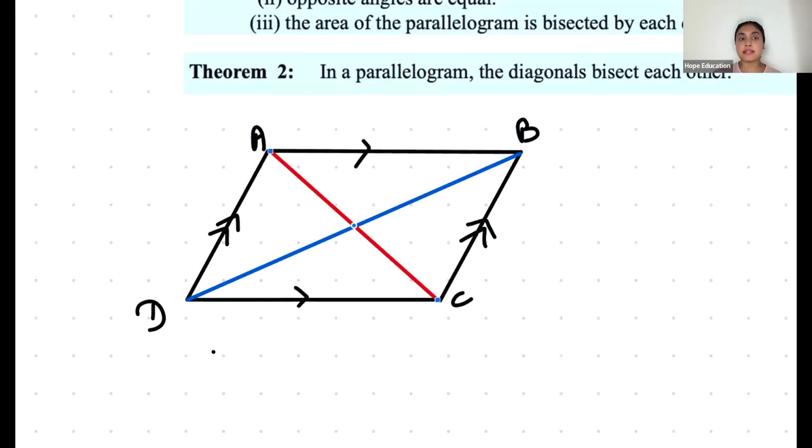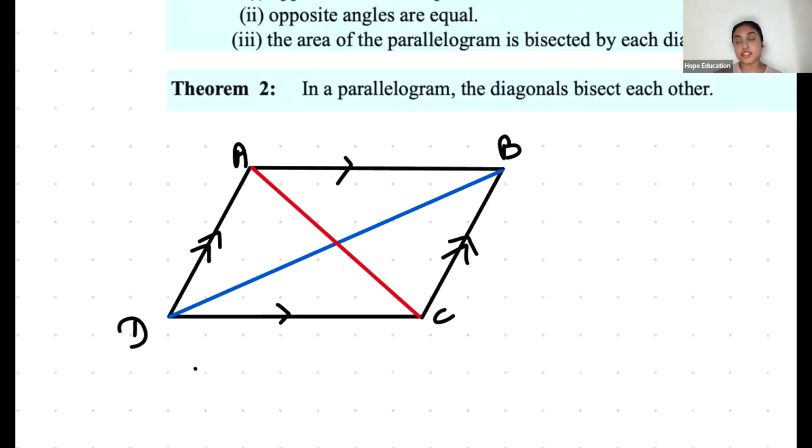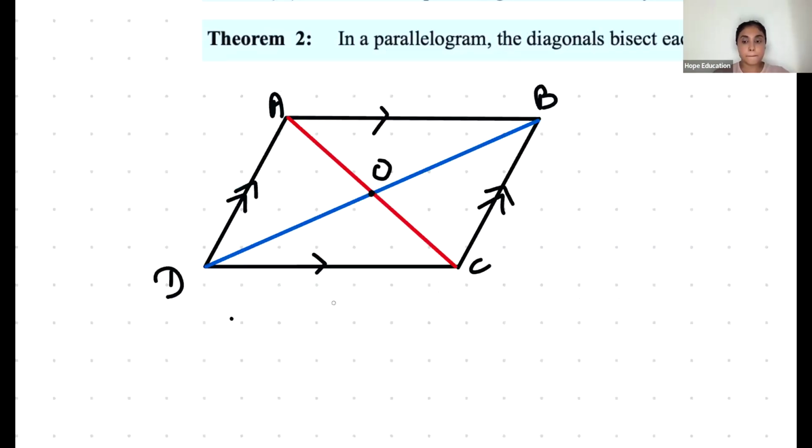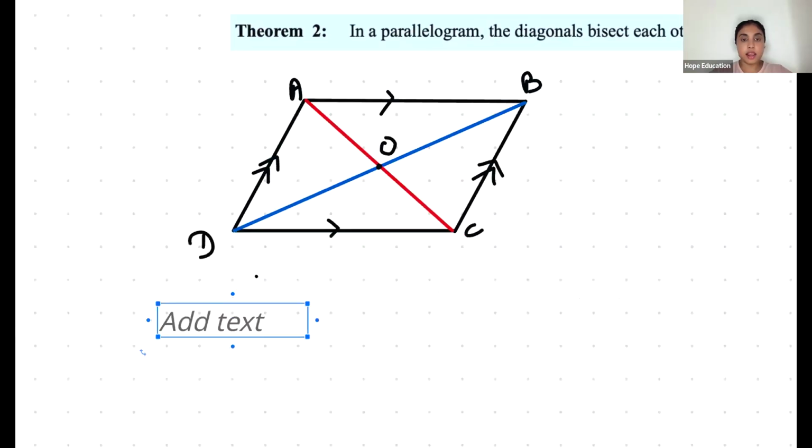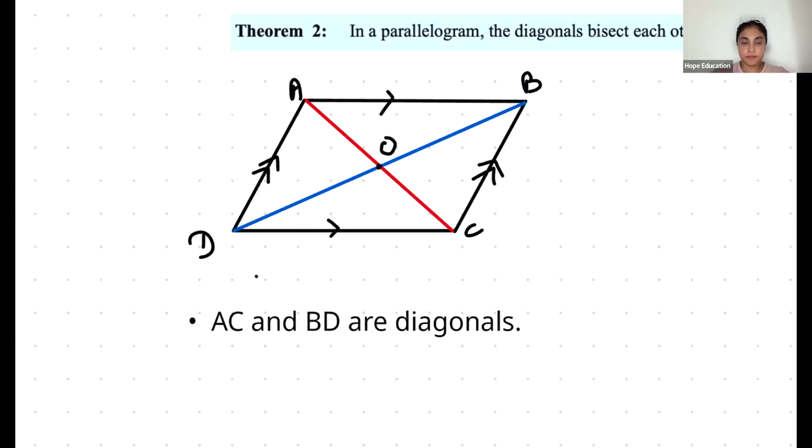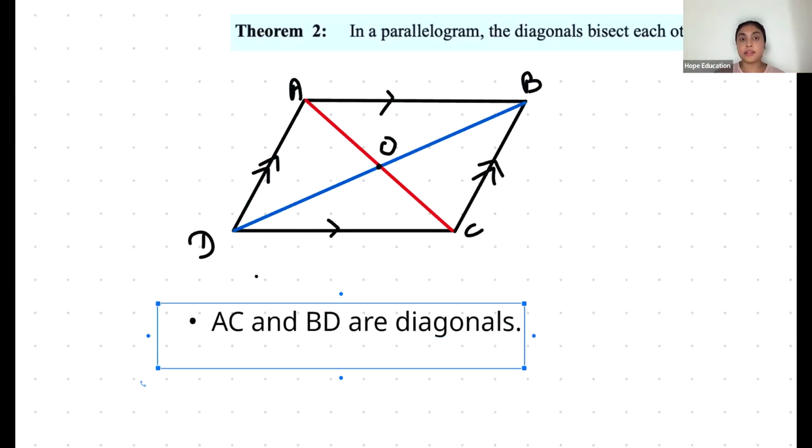What this theorem says is that the diagonals bisect each other. So where the two diagonals cross, they divide each other into two equal portions. For example, now here, this is the place where the two diagonals cross. A, C, and B, D are diagonals. Right? And they intersect at O. Then they bisect each other.